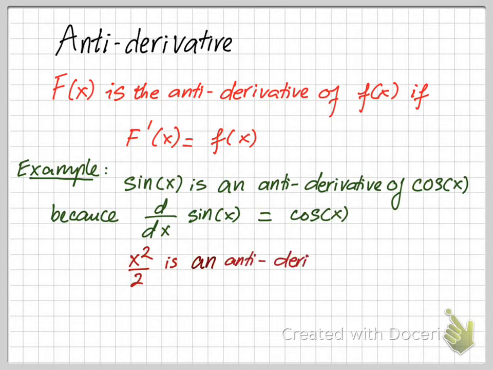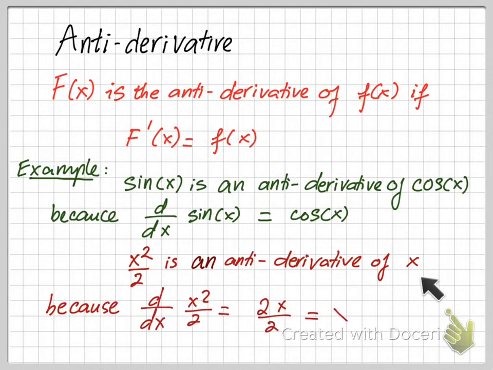Another example, x squared over 2 is an antiderivative of x because the derivative of x squared over 2 equals 2x over 2 equals x.